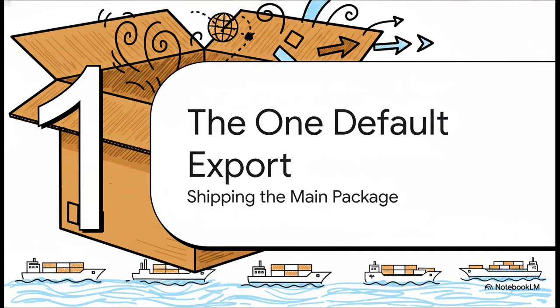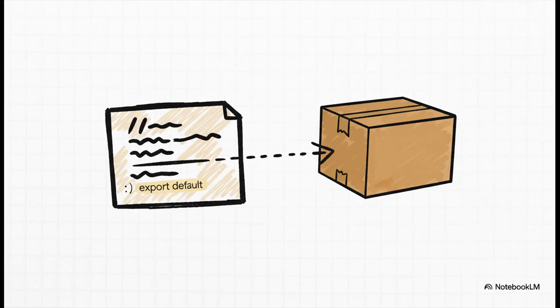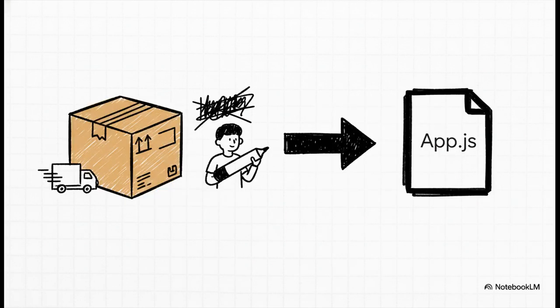All right, first up, let's talk about shipping the main package. This is what you do when a file has one primary thing it needs to send out. Usually this is a big component, and we call this a default export. Check this out. Using a default export is super straightforward. Imagine your file has one main job, like defining this one header component. You just package that one thing up and you mark it as the default item to be shipped. This basically tells every other file, hey, if you ask for something from me, this is the main thing you're going to get.